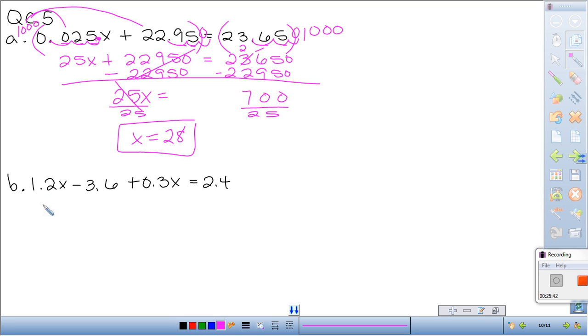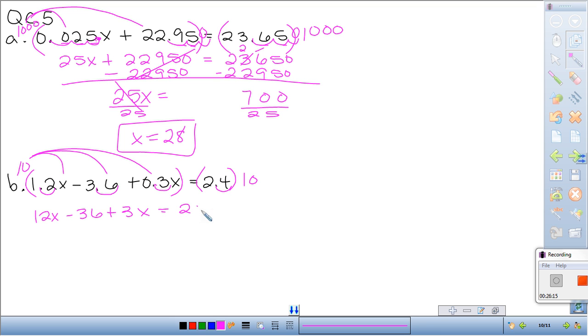Last one, read them out to figure out what to multiply by. 1 and 2 tenths x, 3 and 6 tenths, 3 tenths, 2 and 4 tenths. So everything's the tenth place. I'm just going to multiply every single term by 10. And again, we have to use the distributive property because every single thing has to be multiplied by 10. So move the decimal one place in all of your terms, every single term. This becomes 12x minus 36 plus 3x equals 24. Should be no decimals left in your equation.